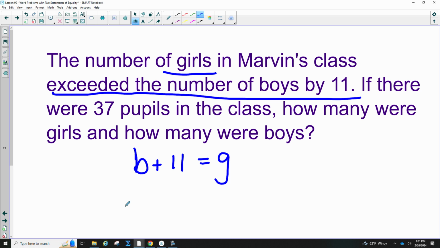Okay. And then we have, there were 37 pupils. Raise your hand if you can write that equation for me. Yep, Giselle. B plus G equals 37. I am not going to solve this one. Okay, just substitution, right? And you're good to go. Plug that in. Okay.